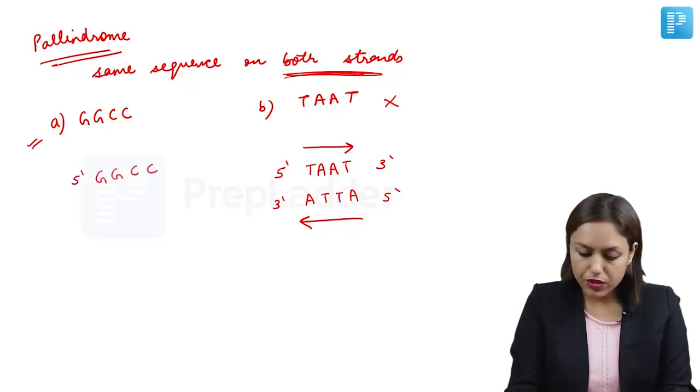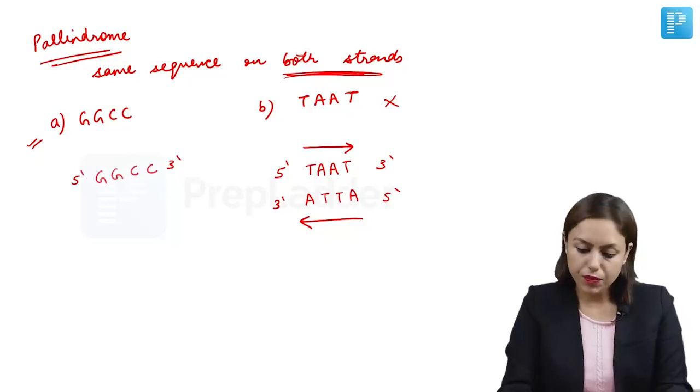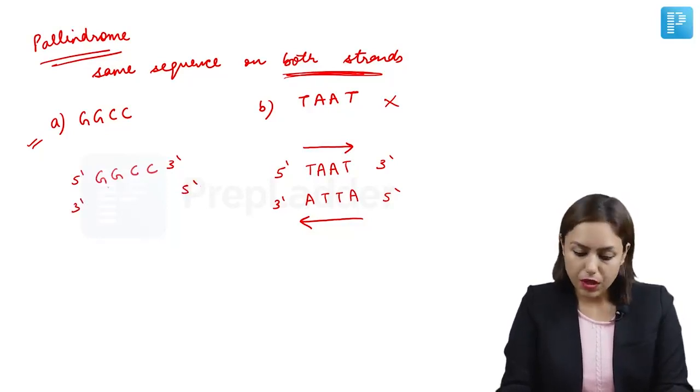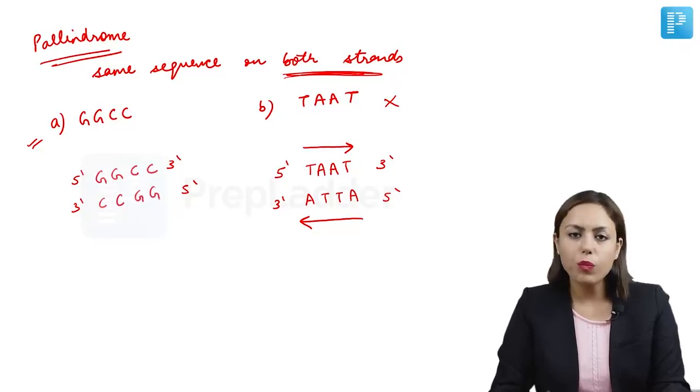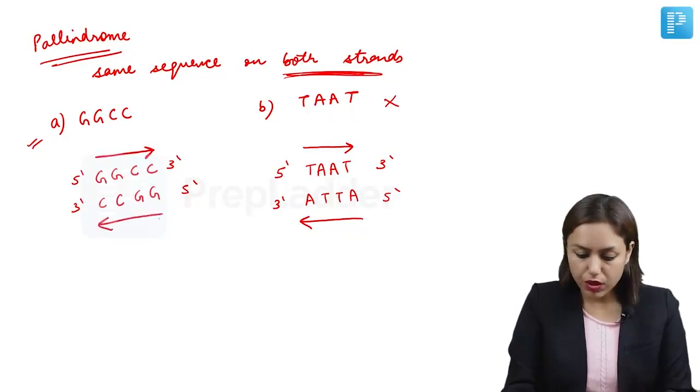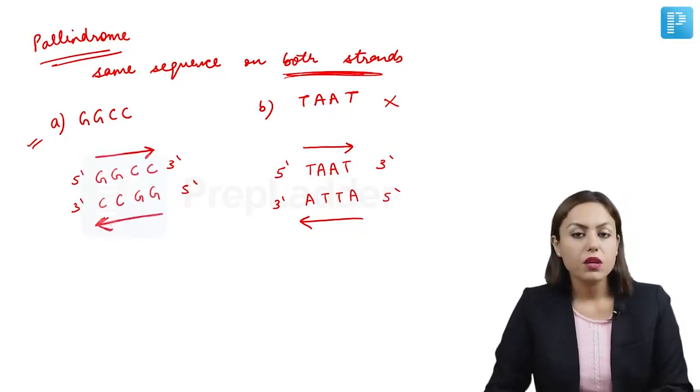GGCC. So, obviously 5 dash here, 3 dash here. So, for the other strand, 3 dash here and 5 dash here. So, in front of G, there will be C. For C, there will be G. So, I have written the complementary sequence. Now, read the upper strand, it is GGCC. Read the lower strand, it is GGCC. Read always in 5 to 3 dash direction.